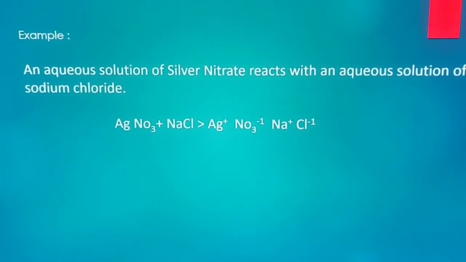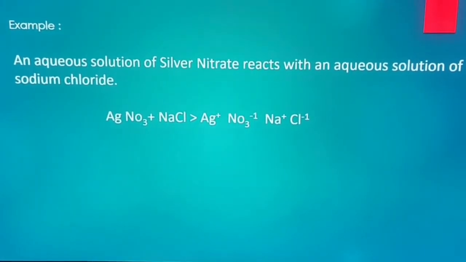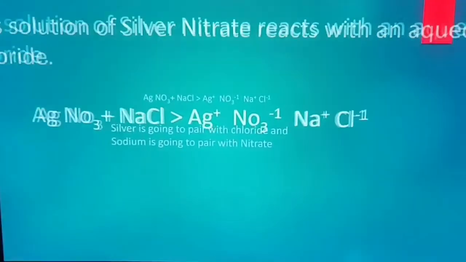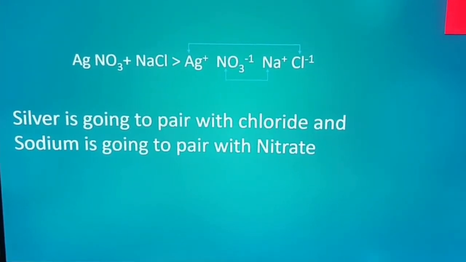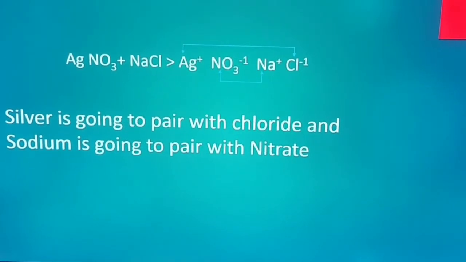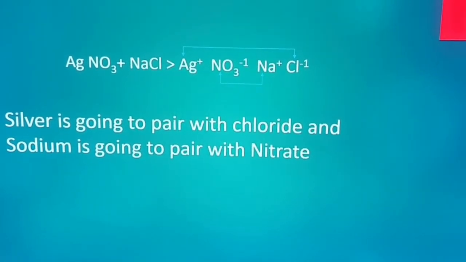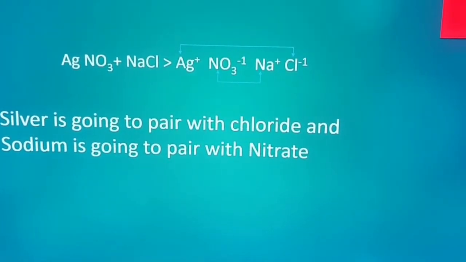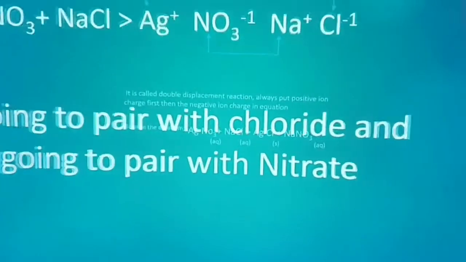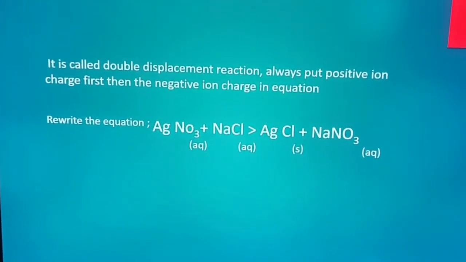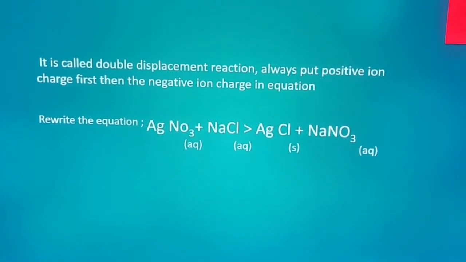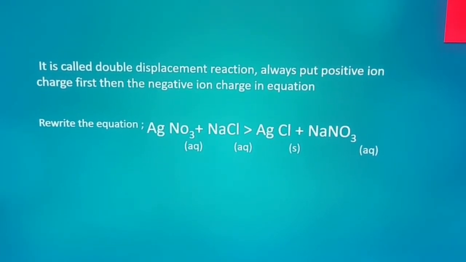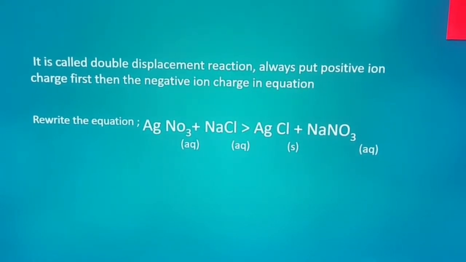An aqueous solution of silver nitrate reacts with an aqueous solution of sodium chloride. Silver is going to pair with chloride and sodium is going to pair with nitrate. It's called a double displacement reaction. Always put the positive ion charge first, then the negative ion charge in the equation.